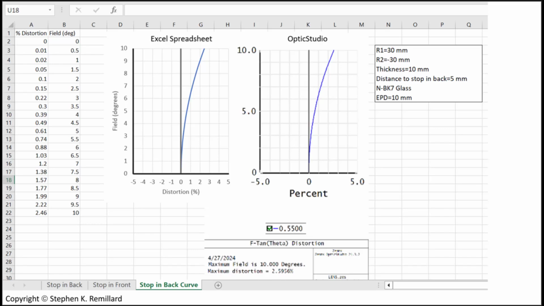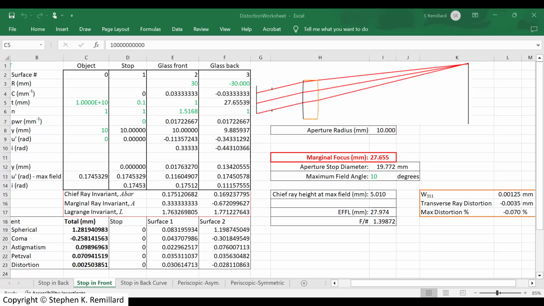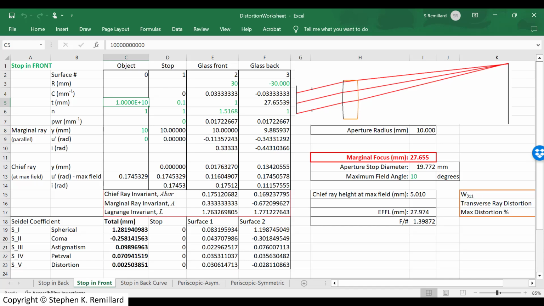And here's a quick look inside my spreadsheet. I'll go through the stop and front model because that's a little more straightforward than the stop and back model. The green cells are data that are entered, and the black cells are formulas. The first column here, column C, is the object surface, surface number 0. I'm doing an object at infinity, so the thickness is a very large number. The index is 1 for air.